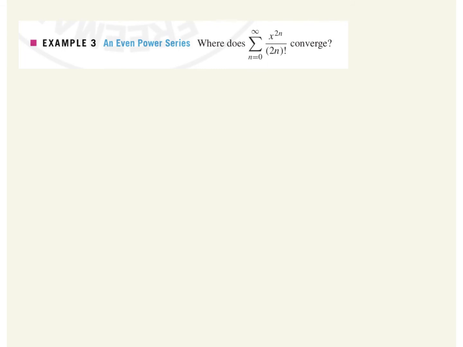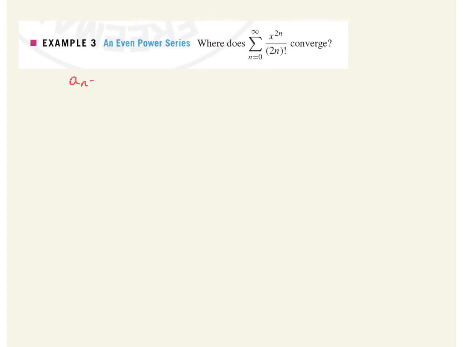Okay, so example 3 has an even power series, where it's x to the 2n power over 2n factorial. Where does this one converge? So again, using our ratio test, we have to be a little bit creative here. Remember when we first saw the factorials, I forget which section it was, we looked at the n plus 1 factorial as n plus 1 times n factorial so that we could cancel things out. We're going to do something really similar here so that we can cancel things out as we need to.